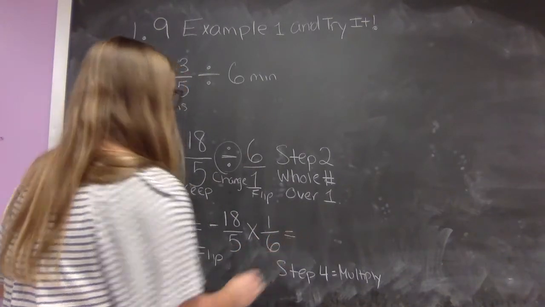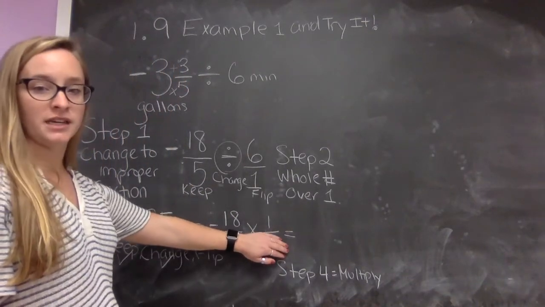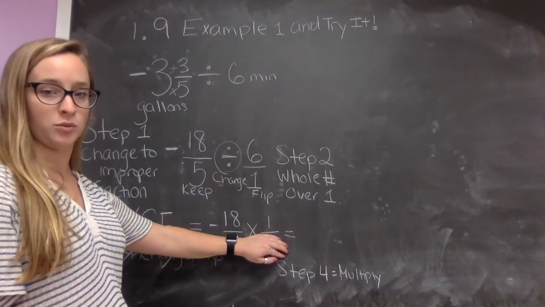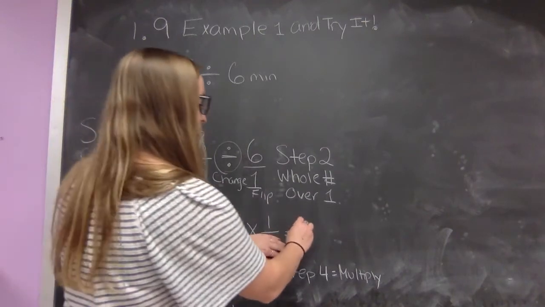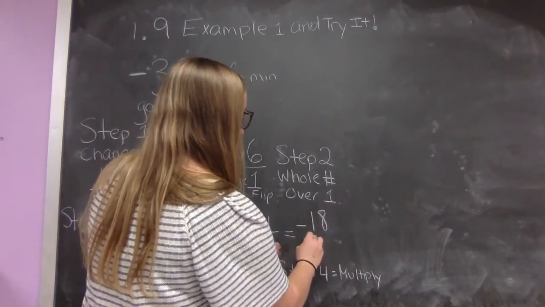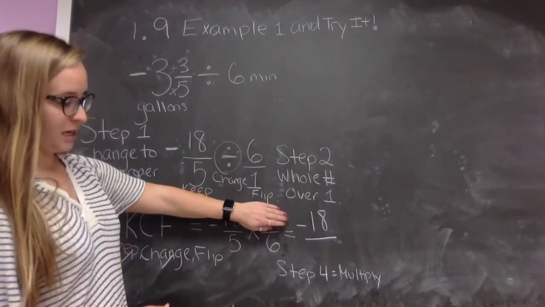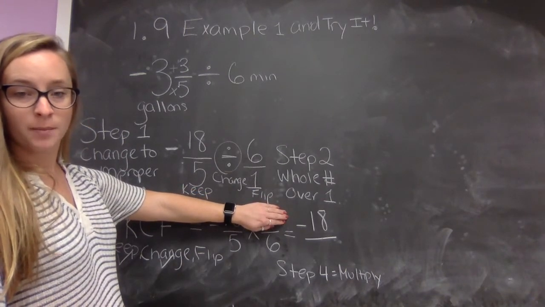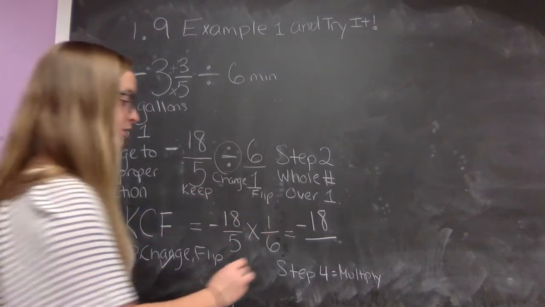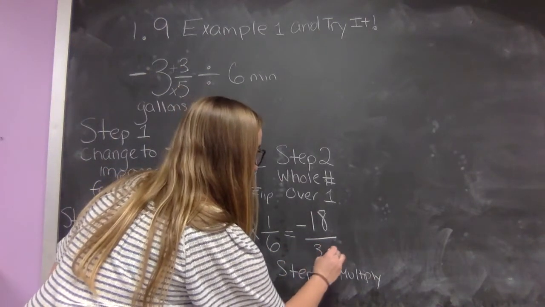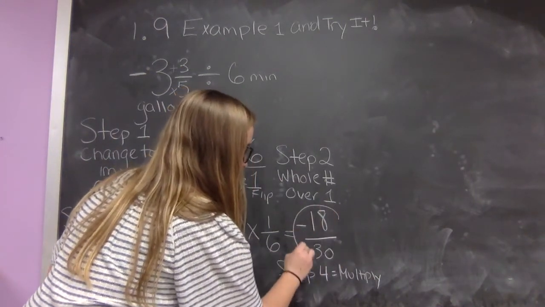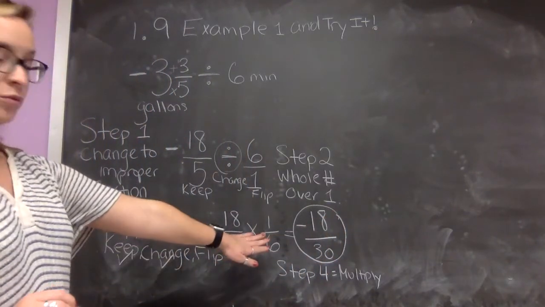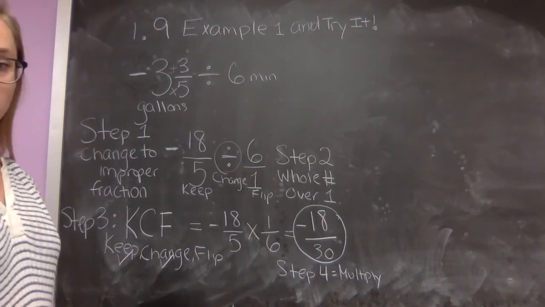So over here, I'm going to do -18 multiplied by 1, and anything times 1 would be the same number, so I'm going to have -18. Okay, and I'm keeping my negative, and then I'm going to multiply 5 by 6, and I'm going to get 30. All right, and that would be my answer for this specific problem.